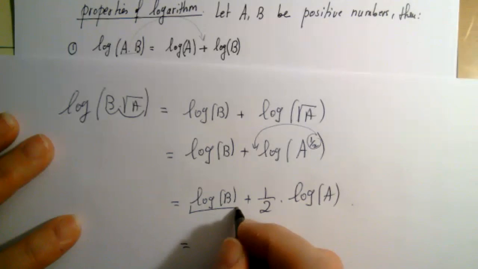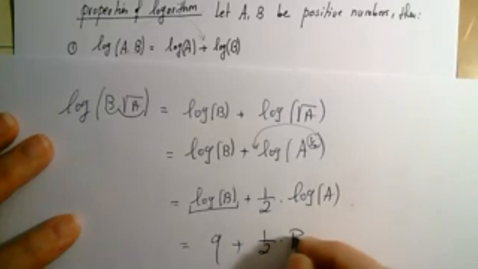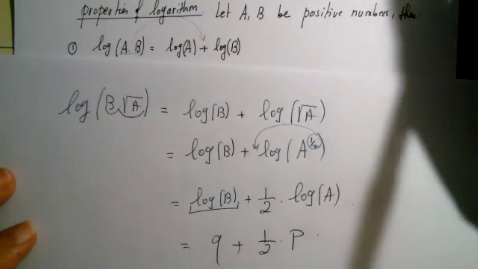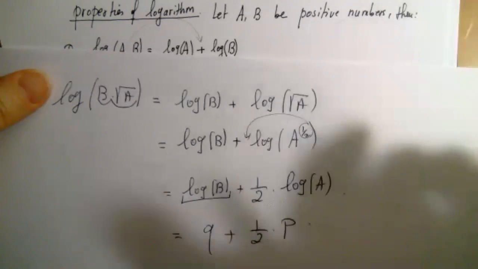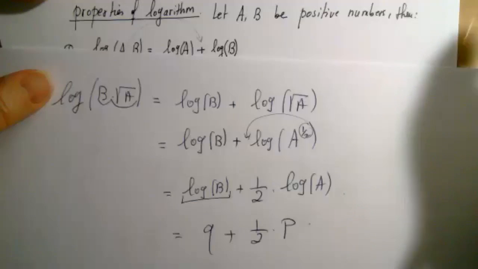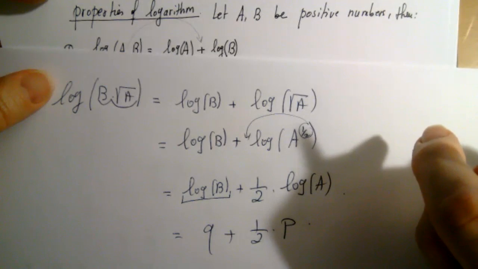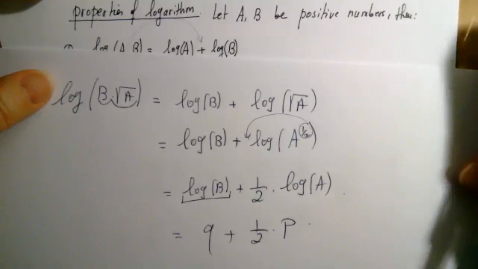Now the log of b, I called it q. The log of a, I called it p. That's the end of the problem. But if you put 1/2 P plus Q, is it still right? You tell me: is 3 plus 5 the same thing as 5 plus 3? Yeah, that's exactly the same. It's just numbers.